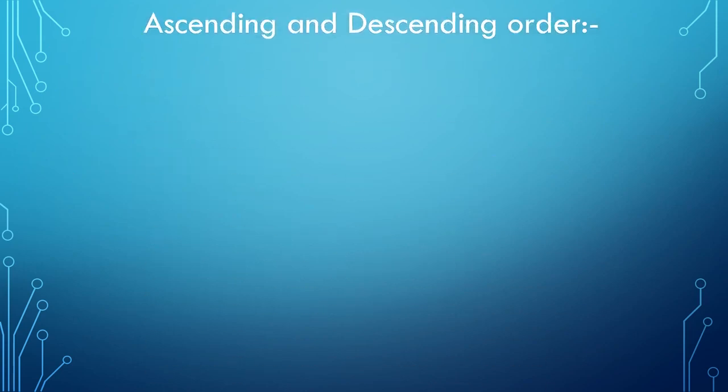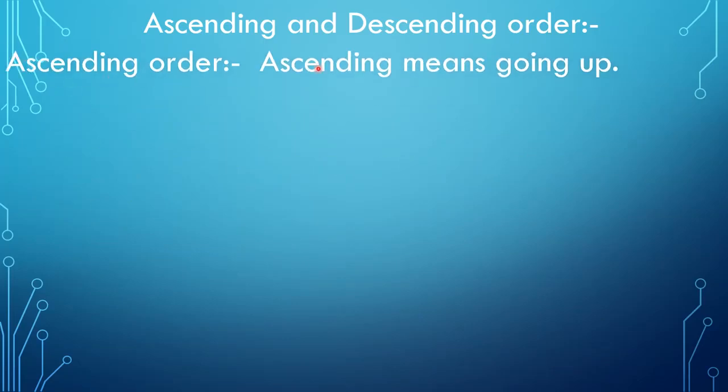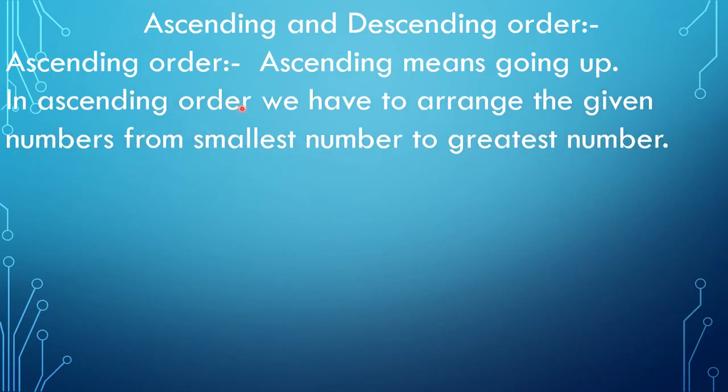Now the first one is ascending and descending order. So beta, ascending order. Here ascending means going up. Ascending का मतलब होता है ऊपर जाना. So in ascending order, we have to arrange the given numbers from smallest number to greatest number. Ascending order में जो numbers हमें given होते हैं उन्हें हमें इस तरह से arrange करना होता है कि सबसे पहले हम सबसे छोटा number लिखते हैं, फिर उससे बड़ा और last में सबसे बड़ा. So we have to arrange the given numbers from smallest number to greatest number.